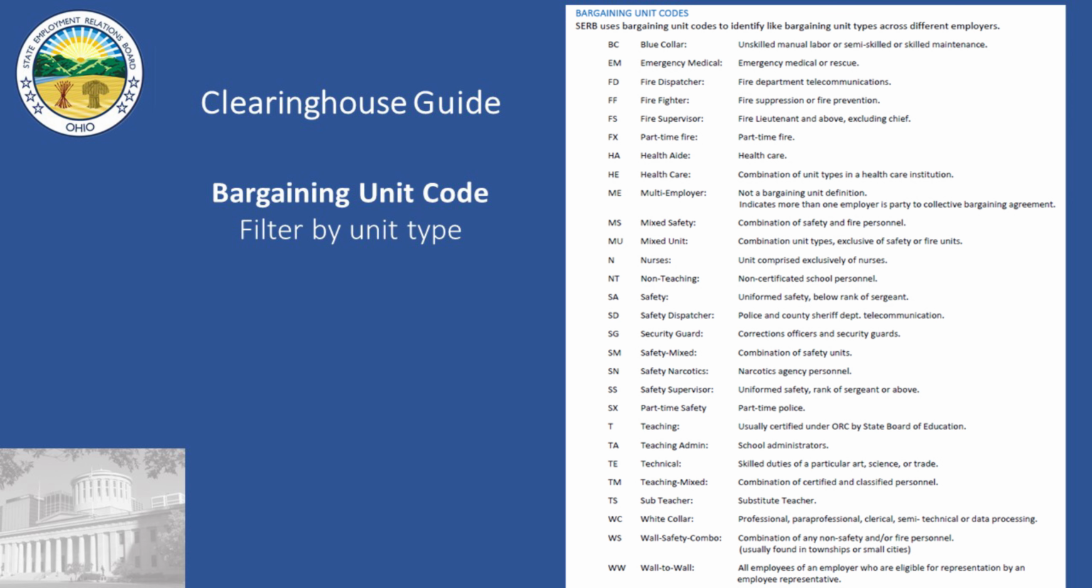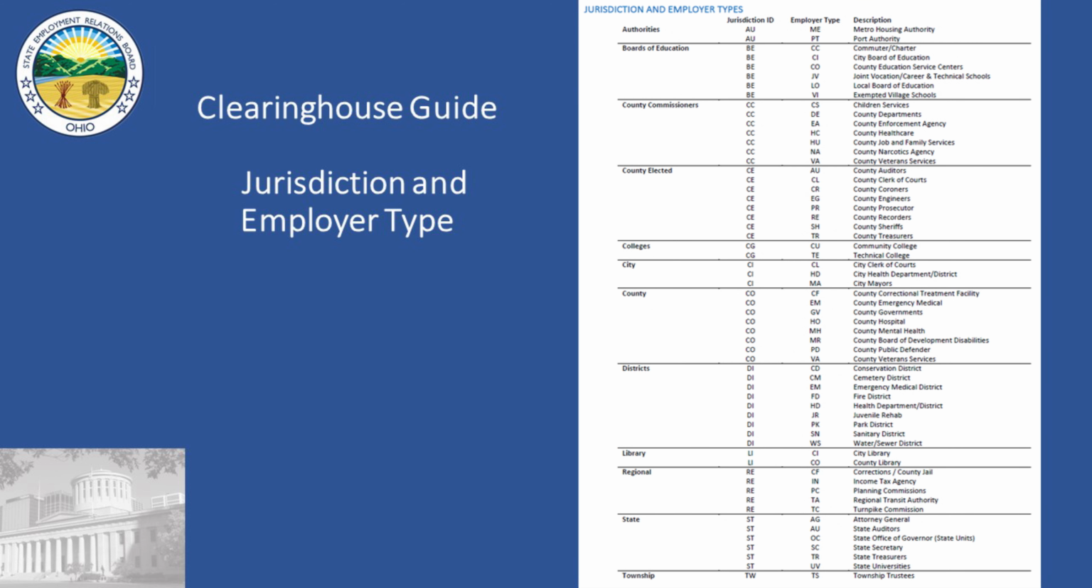The bargaining unit codes are assigned based upon the bargaining unit composition. They are used to filter the records by unit type. The jurisdiction and employer type codes are assigned to the employers and can be used for filtering the records.